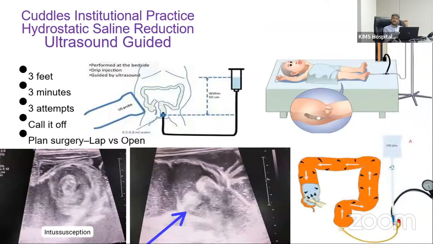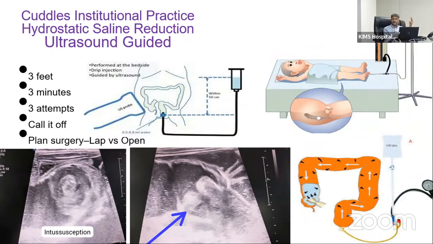So in Kuddles, as a norm, we started this institutional practice of doing hydrostatic saline reduction. Though various types are there, we don't prefer all those things. We go for hydrostatic saline reduction. This is the rule of three that we follow. We keep a normal saline bottle at 3 feet height. 3 feet height is almost like 100 centimeters of water pressure.